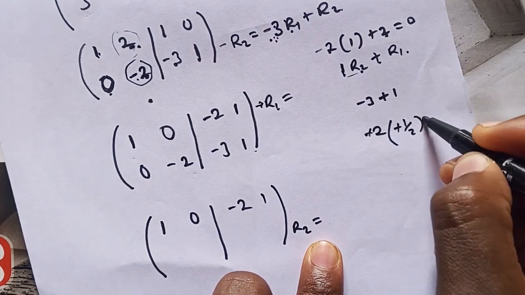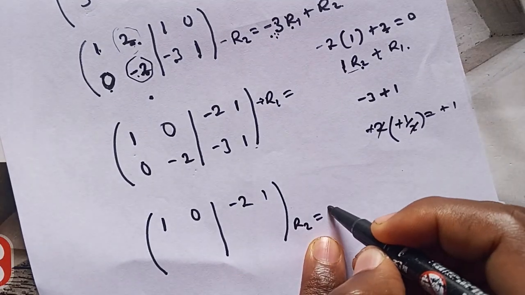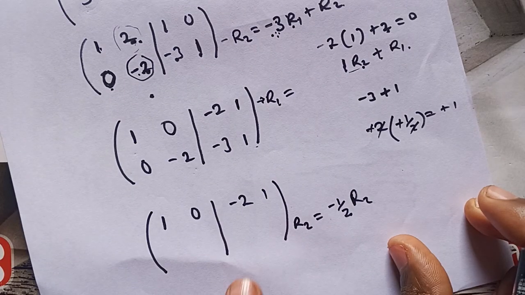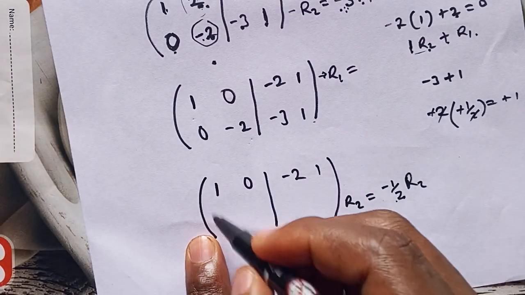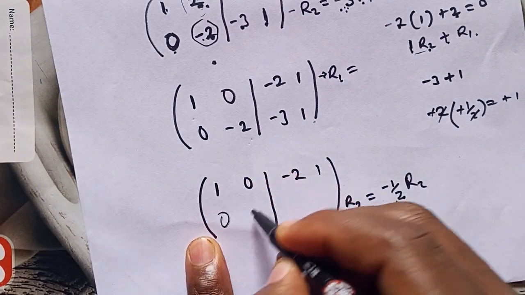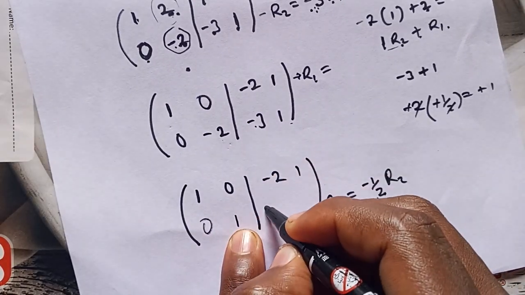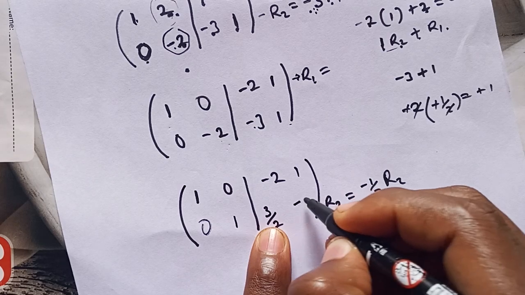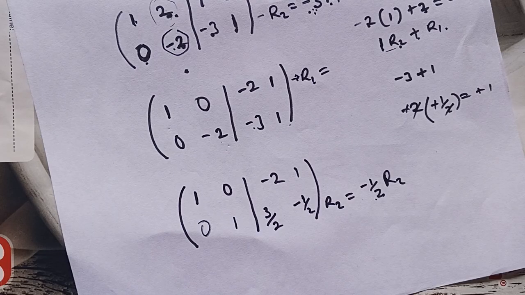So minus minus becomes plus. Now 2 cancel 2, you have what? 1. So row 2 is minus half row 2. Okay, so minus half times all the entries in what? Row 2. So this is going to be minus half times 0, 0. Minus half times this is going to be what? 1. Minus half times this is going to be 3 over 2. Minus half times this is going to be what? Minus half.